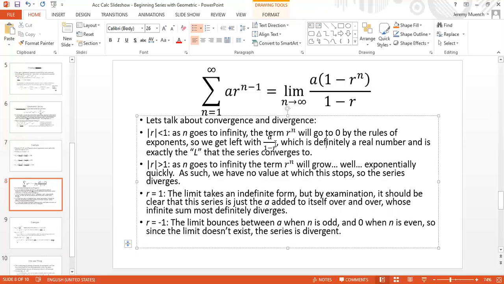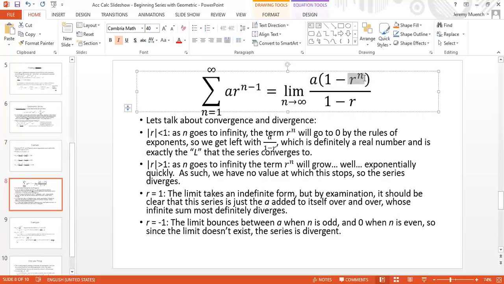This is kind of in small print despite its importance. This a over 1 minus r is what a geometric series will always converge to. If you know a, if you know r, if the geometric series converges, this is what it converges to, always. And now let's look at all the different ways it could diverge. If the absolute value of r is greater than 1, then this grows exponentially by definition. So that's not going anywhere good.